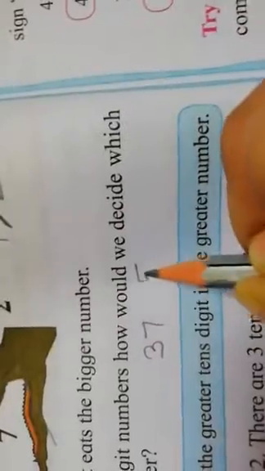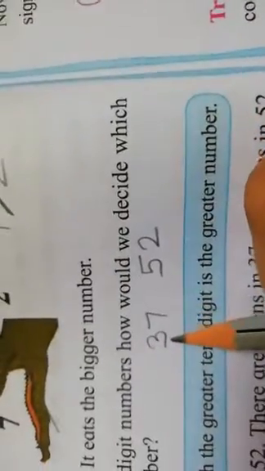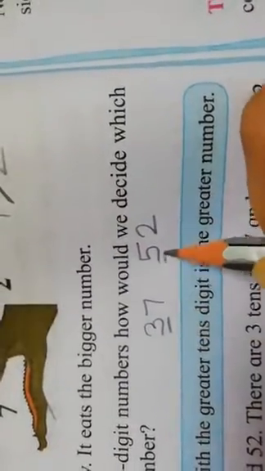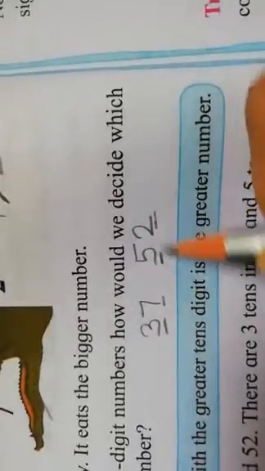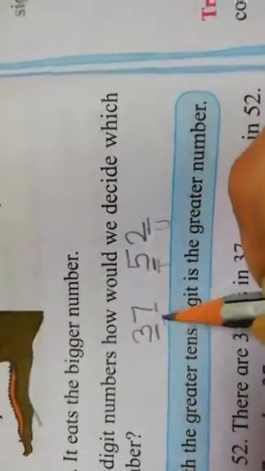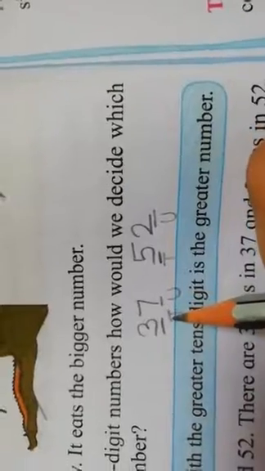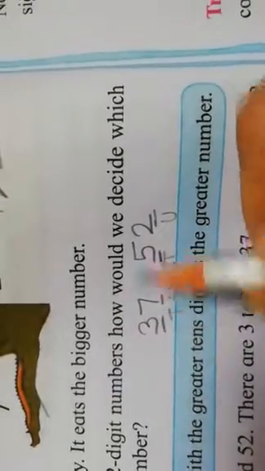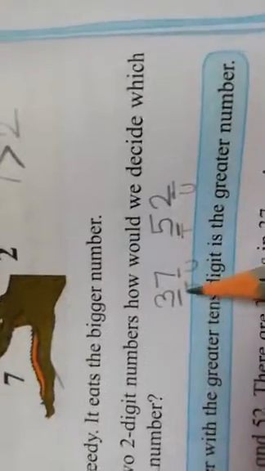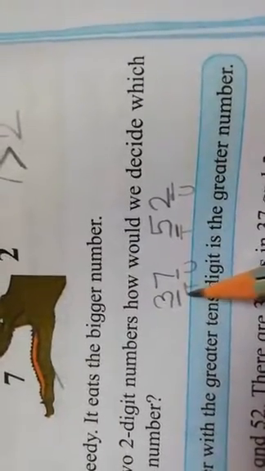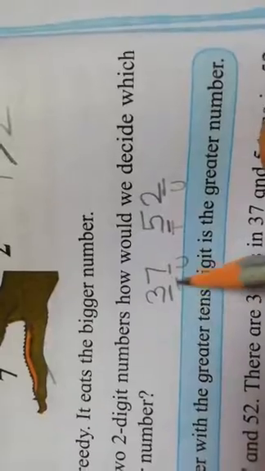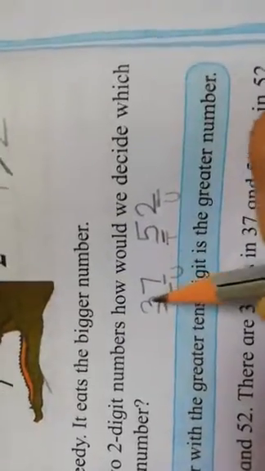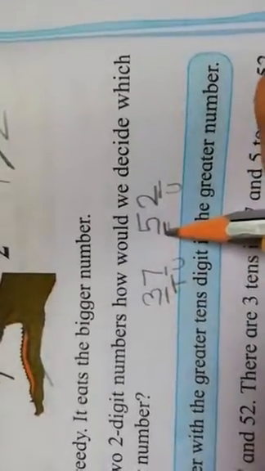37 and 52. Now see, we have to see the tens place. This is the tens place and this is the units place, right? Tens, units, tens, units. So when a two-digit number is there, like 37 and 52, these are two different numbers, we have to see the tens place, whether it is bigger or smaller. So see here, the tens place: here 3 is there and here 5 is there.